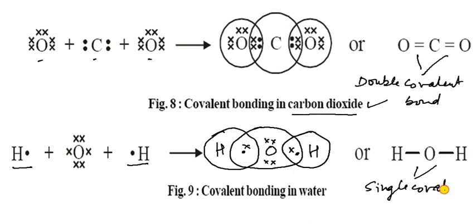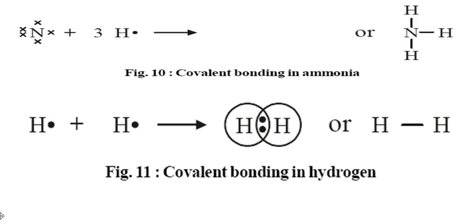So that they form the single covalent bond. And that one is the single covalent bond, and that one is the double covalent bond. So you can write here double covalent bond, and it is the single covalent bond.